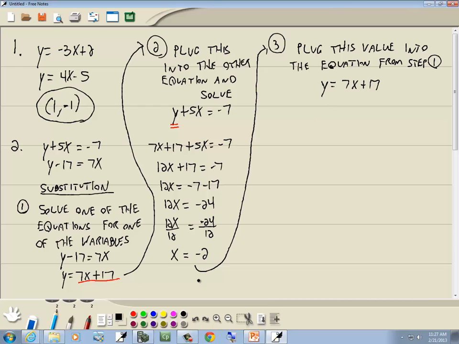We just said that x was equal to negative 2, so we're going to replace the x right here with negative 2. So we've got y is equal to 7 times negative 2 plus 17. Negative 14 plus 17, or y is equal to 3. Now we write our answer in point form, so this will be negative 2 and 3.